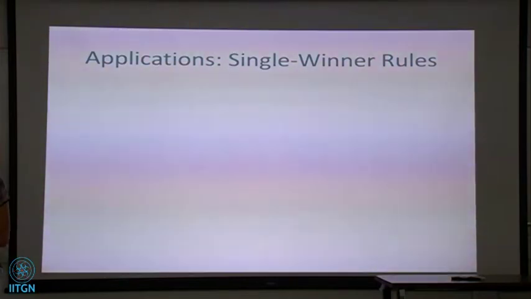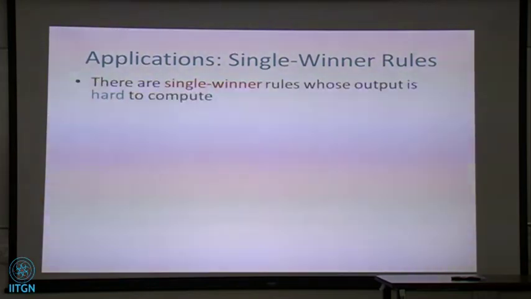So voting is about aggregating preferences. Not just marveling at how beautiful they are, but actually making collective decisions. And making collective decisions, that's voting rules. So, the single winner rules whose output is hard to compute: do these become easier if we have single peaked or single crossing preferences?